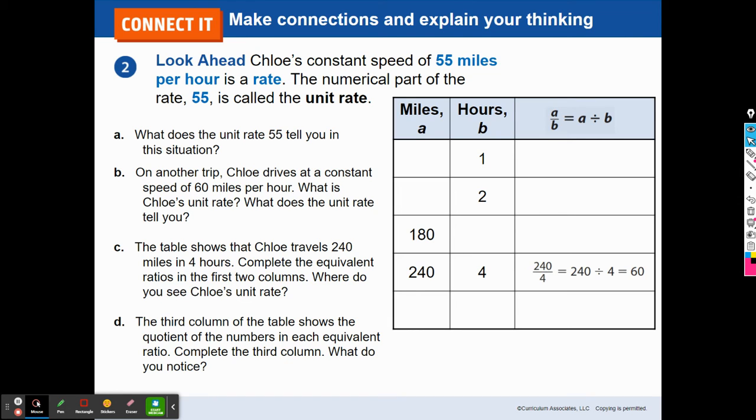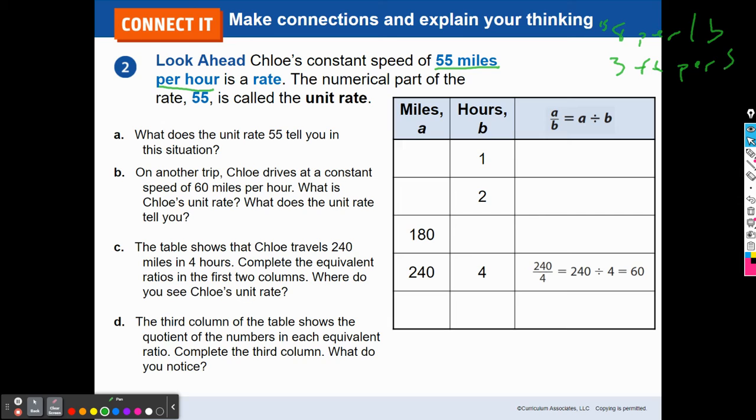Okay, so Chloe's constant speed of 55 miles per hour is a rate. 55 miles per hour is a rate. We've done rates, right? $8 per pound. That's a rate. 3 feet per second. That's a rate, right? Now we're going to look at something called a unit rate. The numerical part of the rate is called the unit rate.